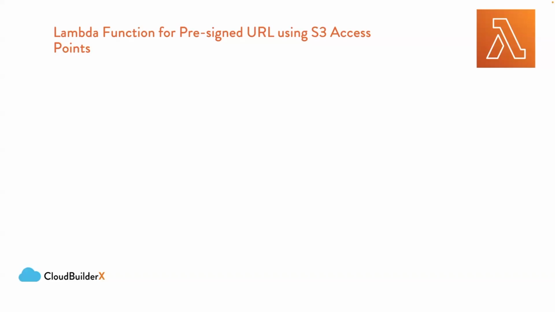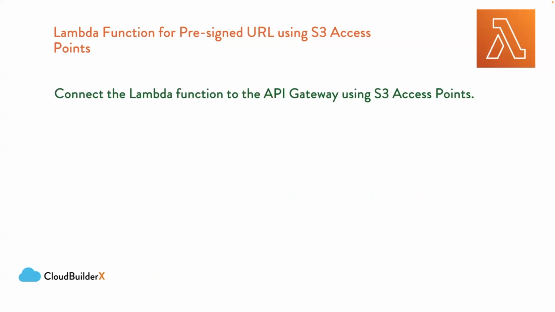In this video, we'll be writing Lambda function code in Python for generating a pre-signed URL using S3 access points. In our previous video, we created the S3 bucket and S3 access points for all the insurance programs. And also we created API Gateway endpoints. So in this video, we'll connect the Lambda function code to the API Gateway using S3 access points.